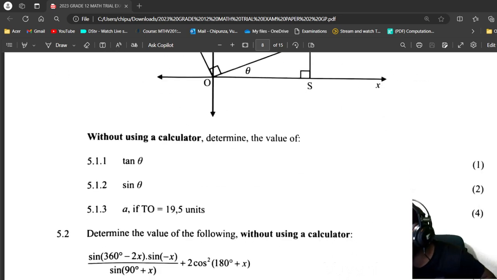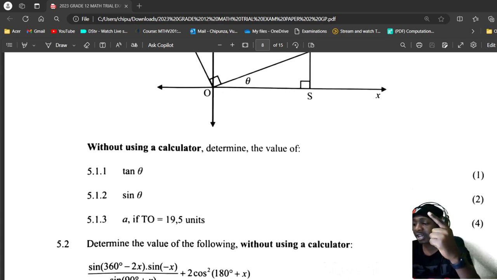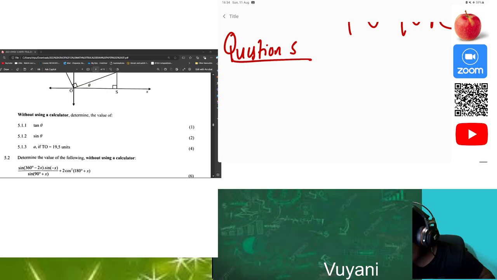Now, without using your calculator, so don't use your calculator, because when we are marking at the exam centre, we know that you have used the calculator. Determine the value of tan theta, which is 5.3.1. Let's do that now.